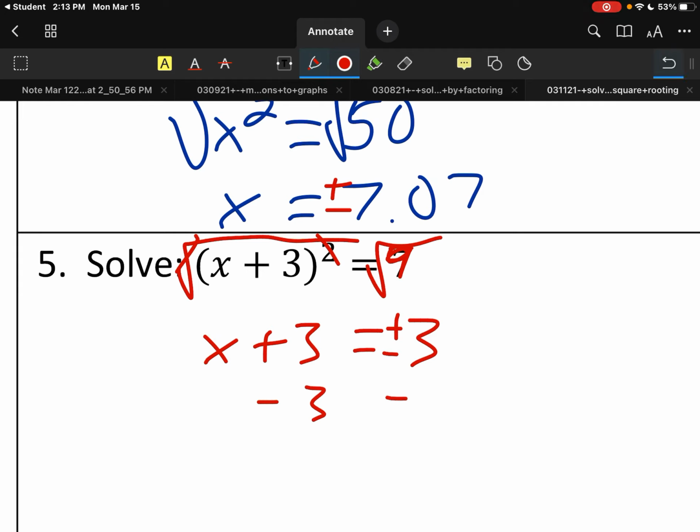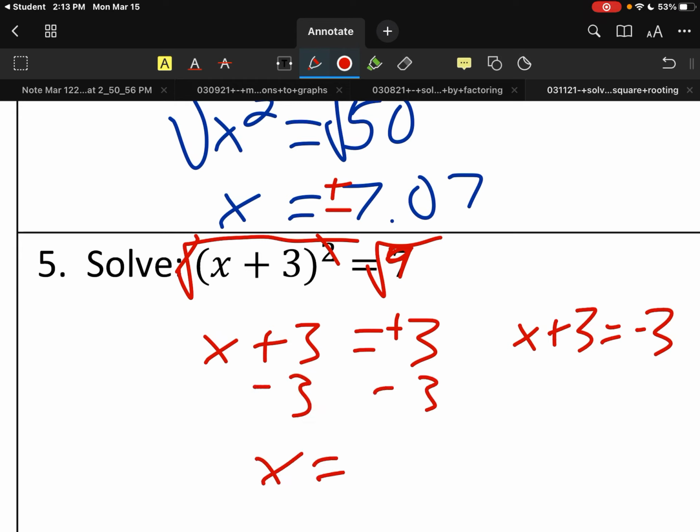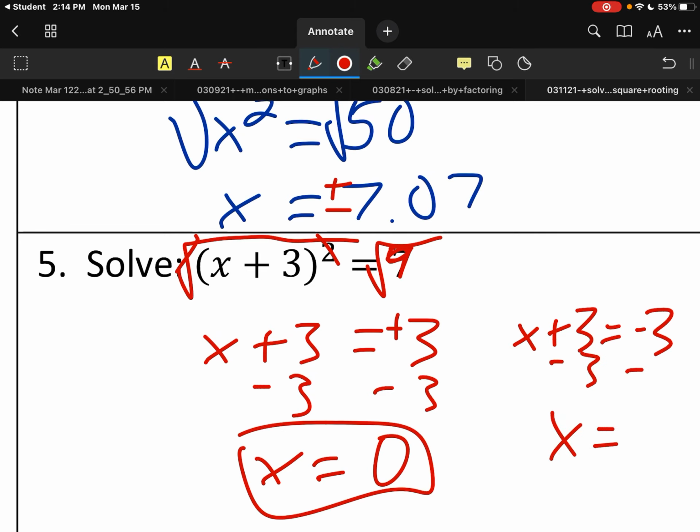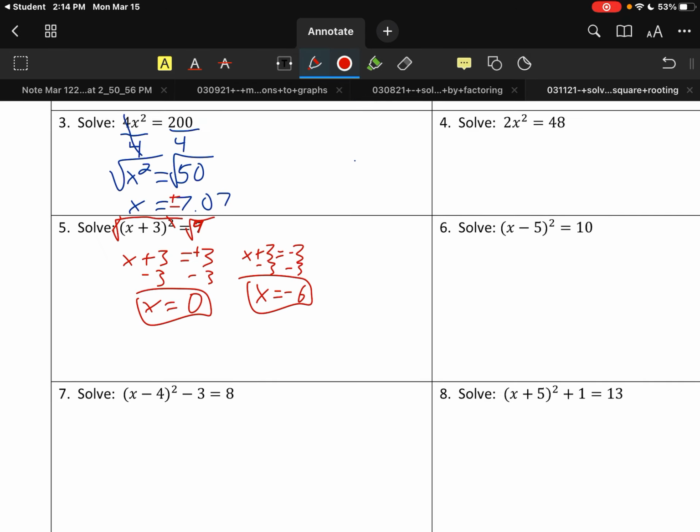Now before I do that, since it is technically plus 3 or minus 3, I'm going to make 2 separate equations. So I'm going to make this a plus 3, and then I'm going to do x plus 3 equals negative 3, kind of like our absolute value. So I just solve. Alright, so I got x equals 0, and I got x equals -6. Okay? Make this one 16.